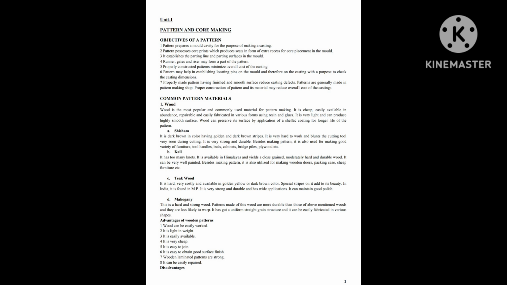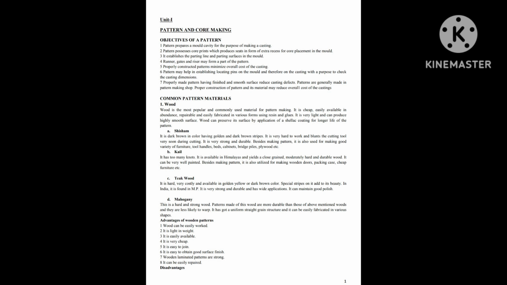Common pattern materials. 1. Wood. Wood is the most popular and commonly used material for pattern making. It is cheap, easily available in abundance, repairable and easily fabricated in various forms using resin and glues. It is very light and can produce highly smooth surface. Wood can preserve its surface by application of a shellac coating for longer life of the pattern.